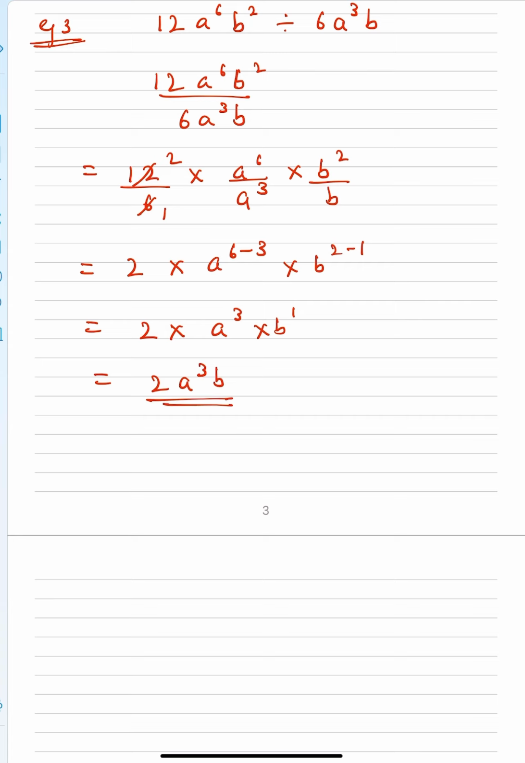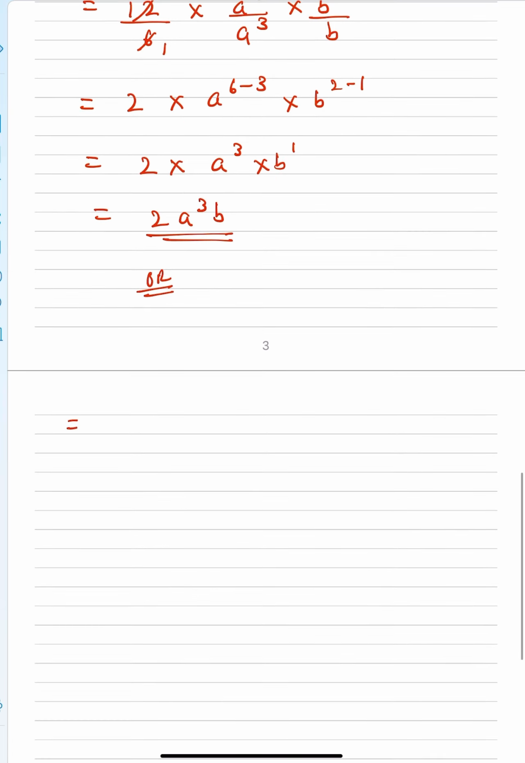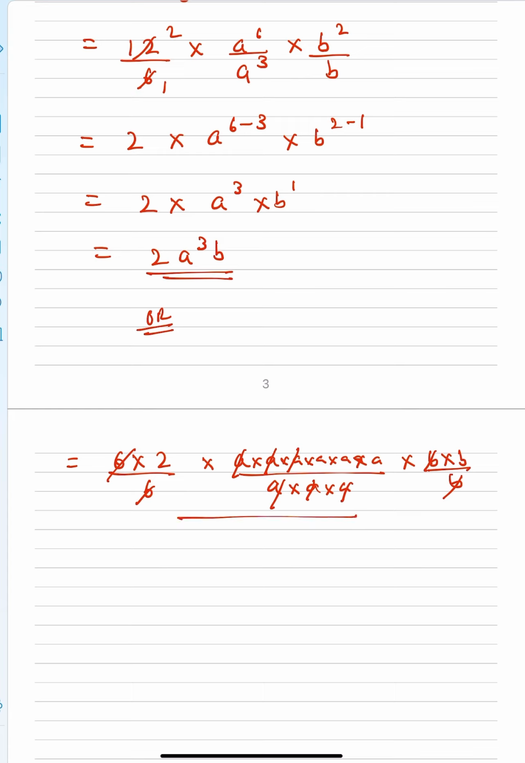Now see, the same sum I can do in the factorization form. It will be so long. We have to write the factors of 12. Or you can do it like this also. See, the factors of 12, 6 into 2 upon 6 into, now this is a raised to 6, so you have to write a 6 times, and this is 3 times. Then b 2 times, and this is 1 time. 3 times a will go like this, you will get a cube. 1b gone, so 1b left. 1 6 gone, so 1 2 left. Why would you want to do this mess? This is the easiest way.